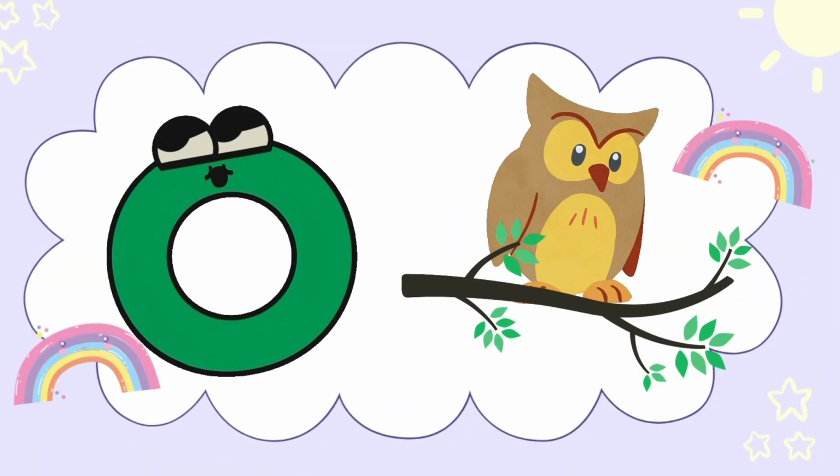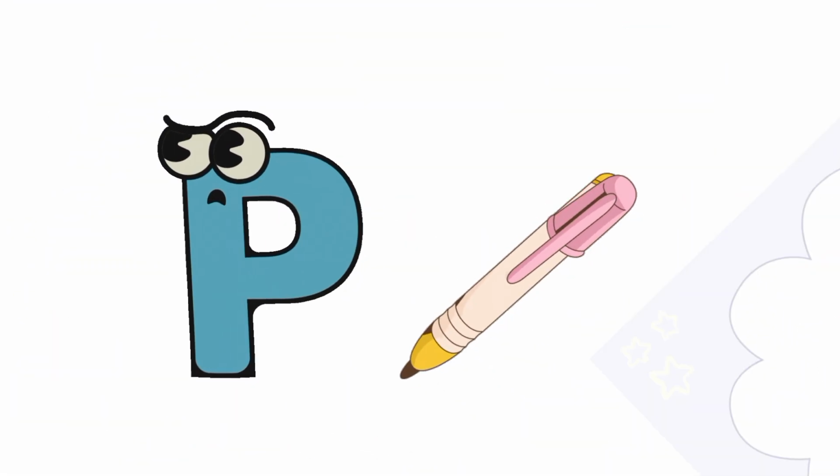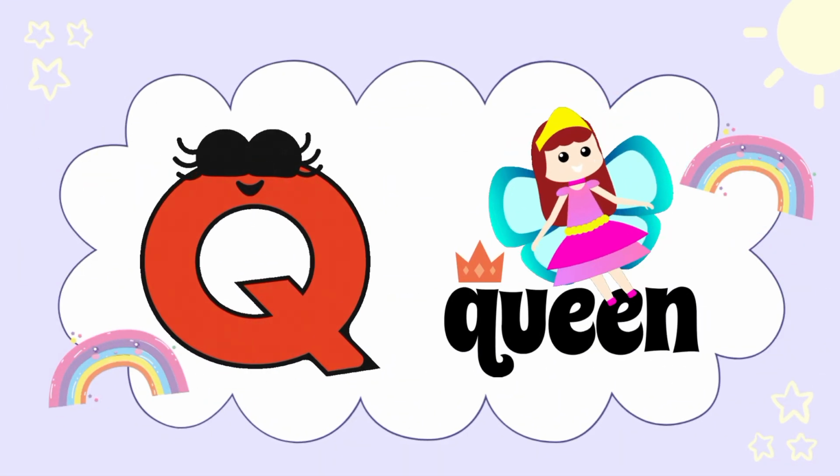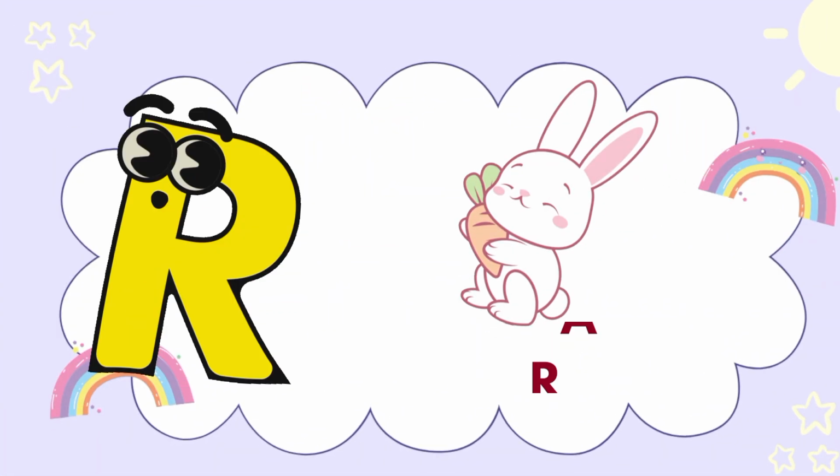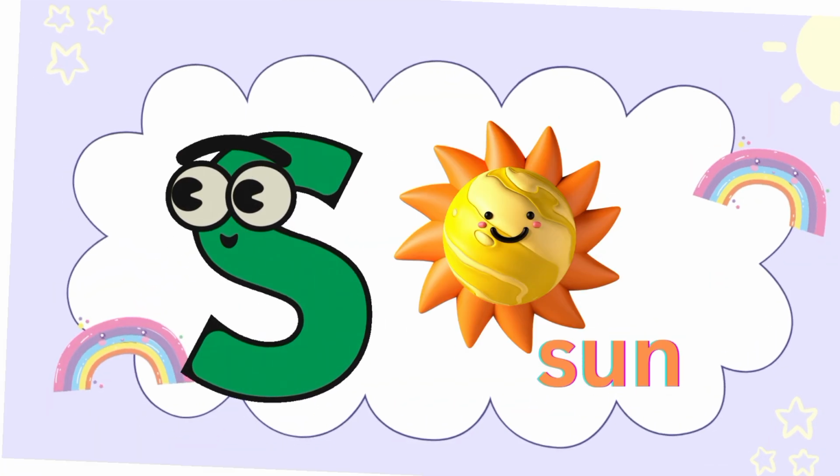O is for owl, owl. P is for pen, P, pen. Q is for queen, Q, queen. R is for rabbit, rabbit. S is for sun, S, sun.